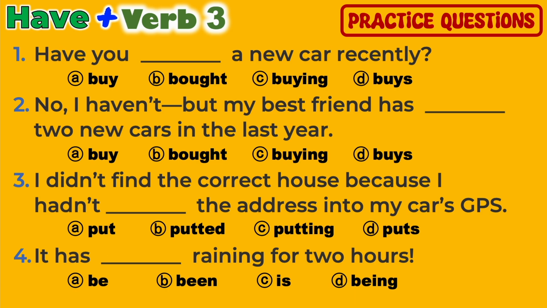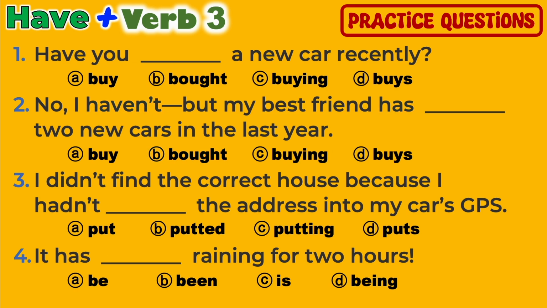Number 2. No, I haven't, but my best friend has 2 new cars in the last year. All right. Do you see our helping verb? Haven't, right? And do we see another one? Indeed, has. Haven't and has are both helping verbs. They both tell us we need verb 3. Again, we're using bought. Same answer as number 1. Haven't bought, has bought.